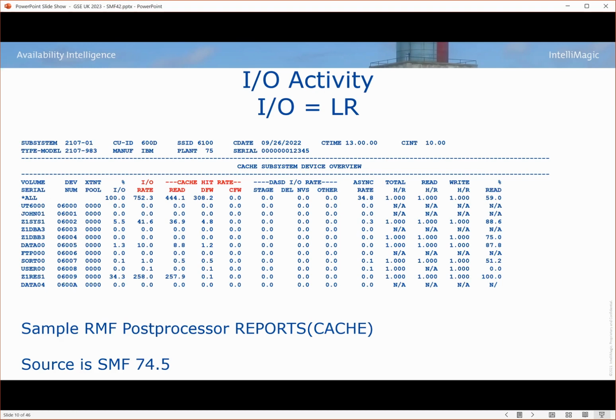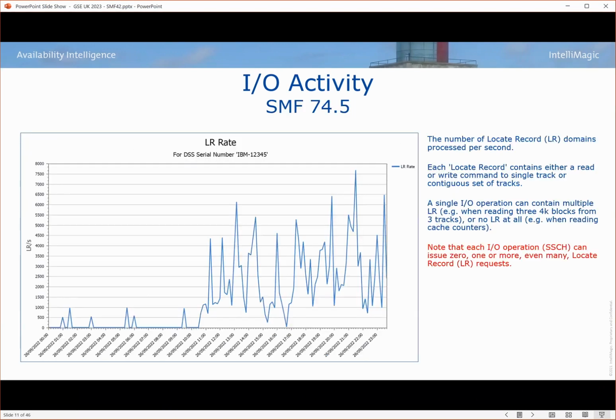So this kind of data gives us very interesting information, also on the volume, or rather on the device basis, for the cache activity. Cache hits, misses, reads, writes, etc. So really good data to look at. Again, looking at it visually, I'm only looking at the locate record rate here. We can see how busy this actual disk system is based on the cache statistics. And again, here I've noted on the slide, one I/O operation start subchannel may contain many locate requests.